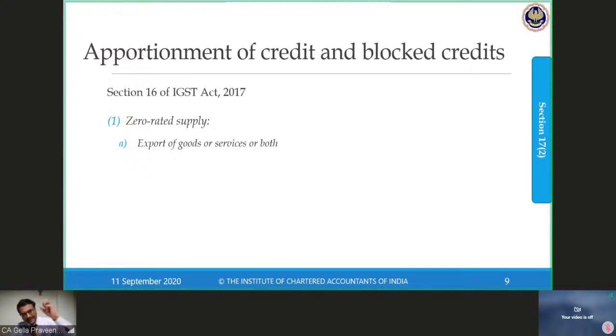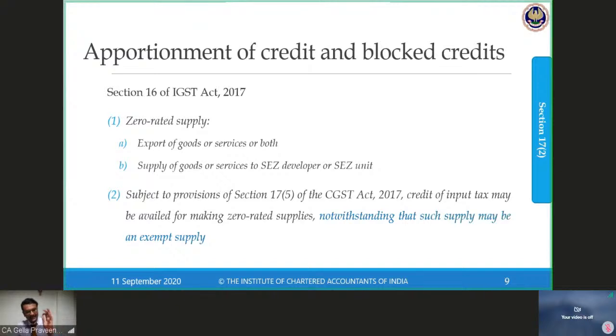When I look into this section 16, it says my zero rated supply is nothing but export of goods or services or both. Also, it says supply of goods or services to SEZ. Zero rated supply means the following supplies of goods or services. Point A: export of goods or services. Point B: supply of goods or services to SEZ developer, SEZ unit. That's what it says.